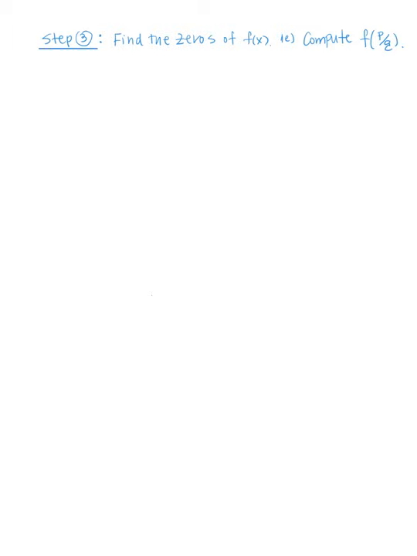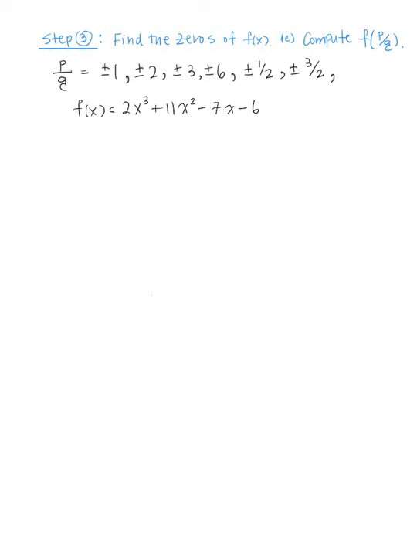So that's the same thing as computing f of p over q. What we're hoping to get is, if I plug p over q into f, we'll have 0 as a result. So here are our possible zeros, and we must check. What do you want to do first? Maybe I should write down our f of x as well. So here's our f of x: 2x cubed plus 11x squared minus 7x minus 6.